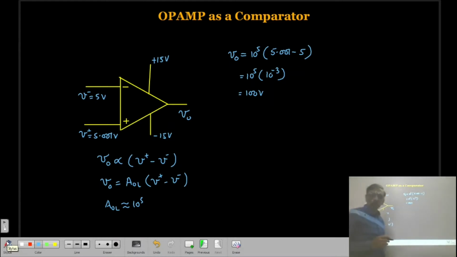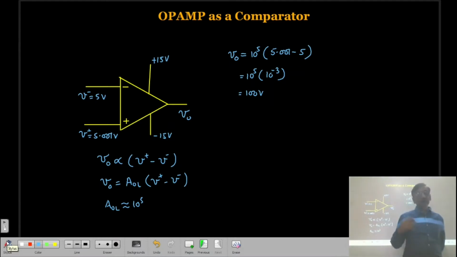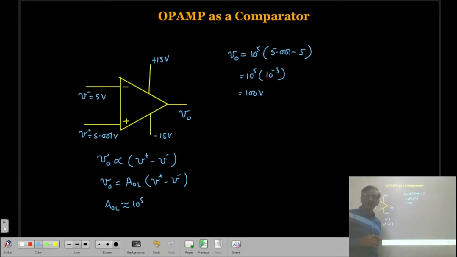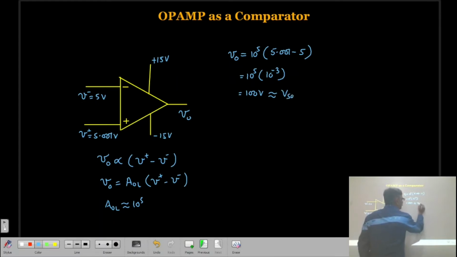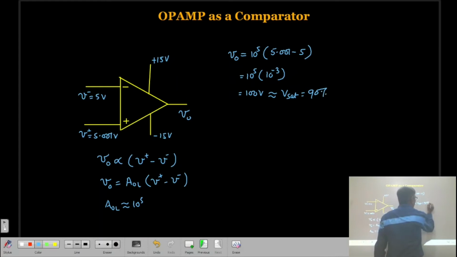So the output of the operational amplifier will not be 100 volt, but the op-amp is going to be in saturation. Instead of 100 volt, the output voltage will go to the saturation voltage. And what is the saturation voltage? The saturation voltage is approximately 90% of your supply voltage. Remember, it is roundabout 90% of your VCC.